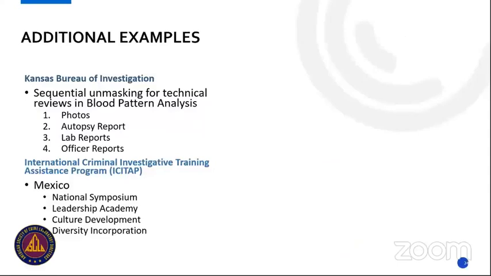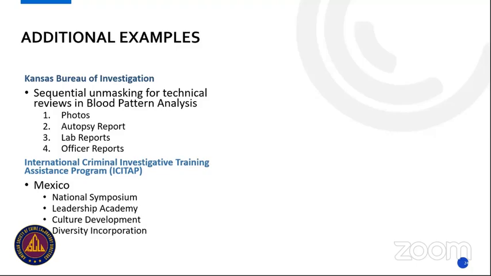Two final examples include the Kansas Bureau of Investigation, where they use sequential unmasking for technical reviews in blood pattern analysis. They start with photos. That's the first thing that the analyst looks at. They don't look at anything else. Then the autopsy reports, then the lab reports, and lastly, the officer reports. So in a sequential manner, new information is introduced to the analyst so they can reach their conclusions.